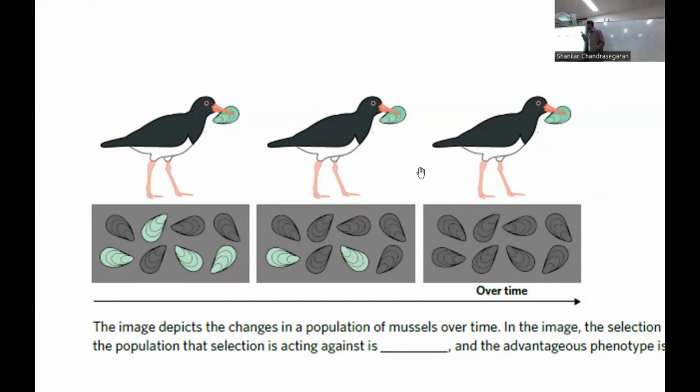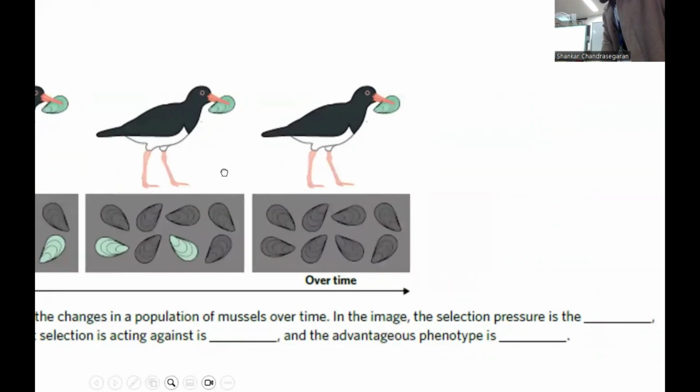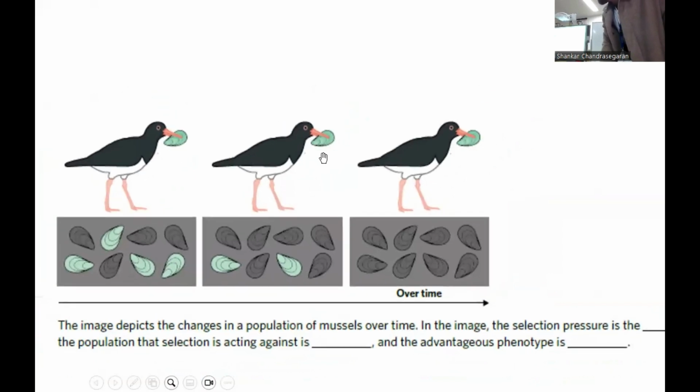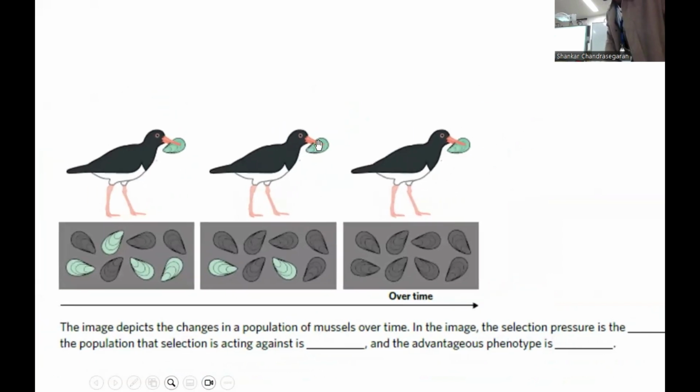Basically, it creates a pressure that's selecting for a specific phenotype within the population. That's the first part, right? Selection pressure is the predator, and then the population that selection is acting against is... Can I get Melinda? What part of the population is the selection acting against?